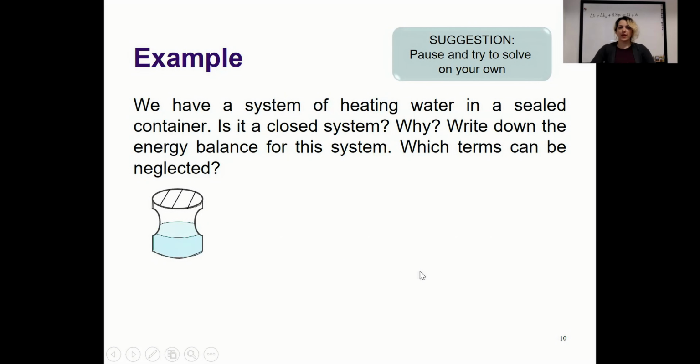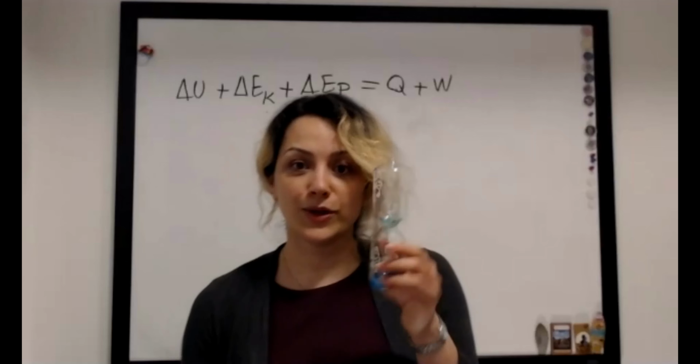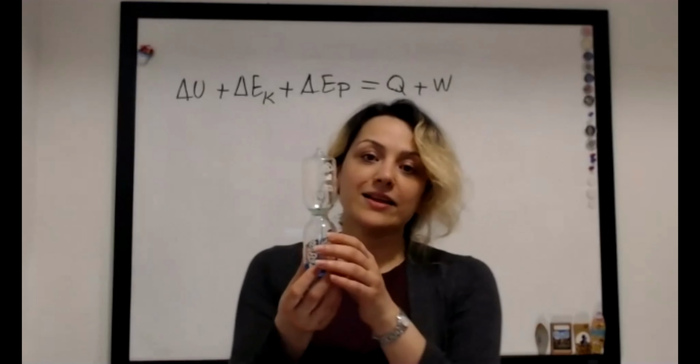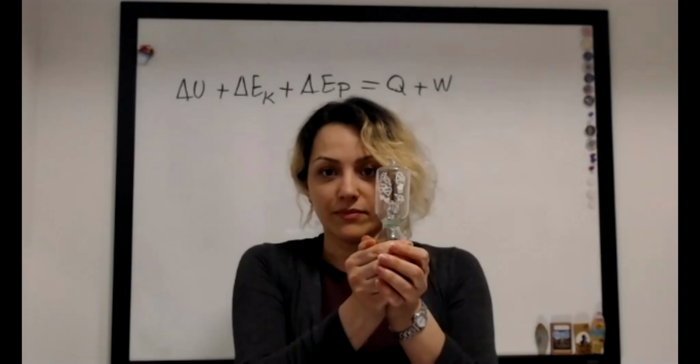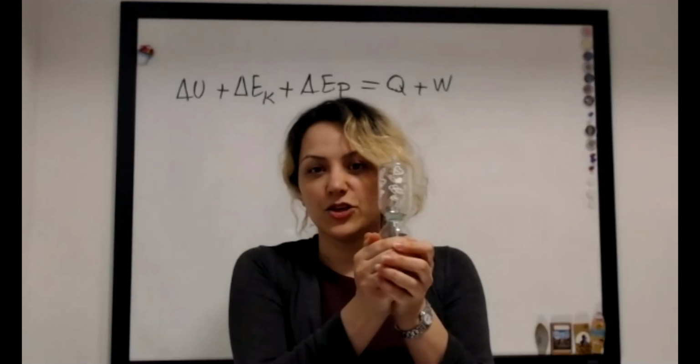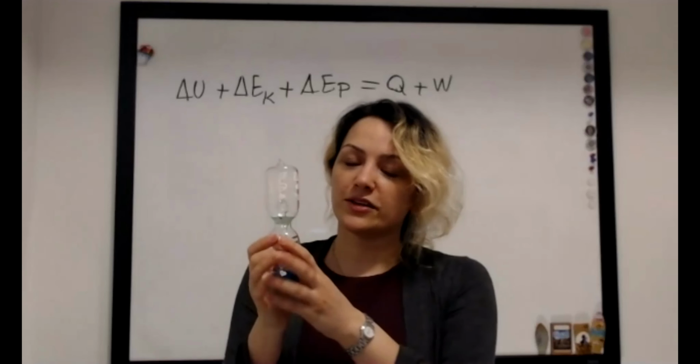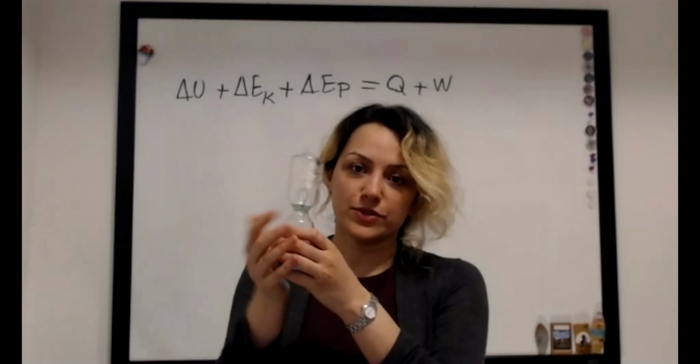Let's have an example. We have a system of heating water in a sealed container. Is it a closed system? Why? Write down the energy balance for this system. Which terms can be neglected? Look here, I have this, and it's heating water. It's just something that I use for teaching heat transfer, but I thought that it is good for heat and mass transfer. It's good that we use it here as well.